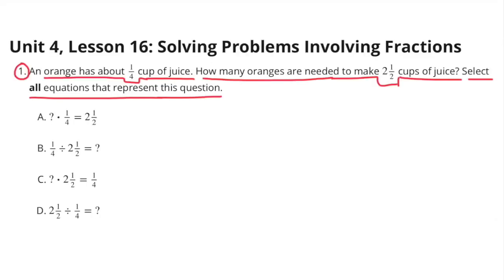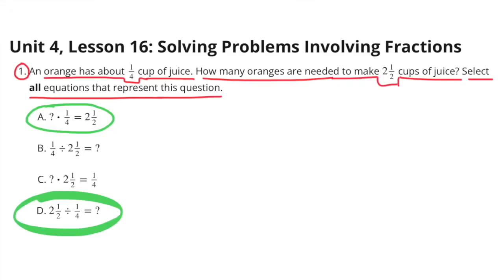Number 1. An orange has about 1/4 cup of juice. How many oranges are needed to make 2½ cups of juice? Select all equations that represent this question. I selected A, what number times 1/4 equals 2½, and D, 2½ divided by 1/4 equals what number?